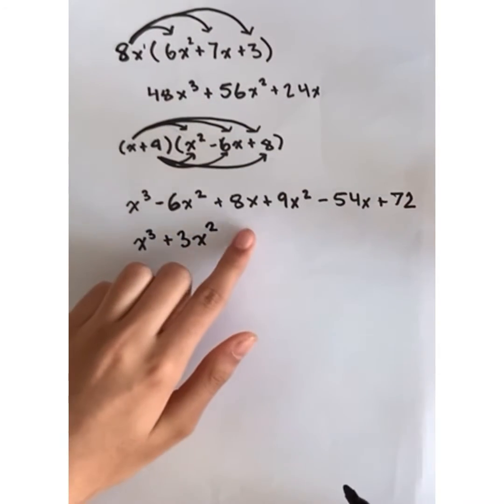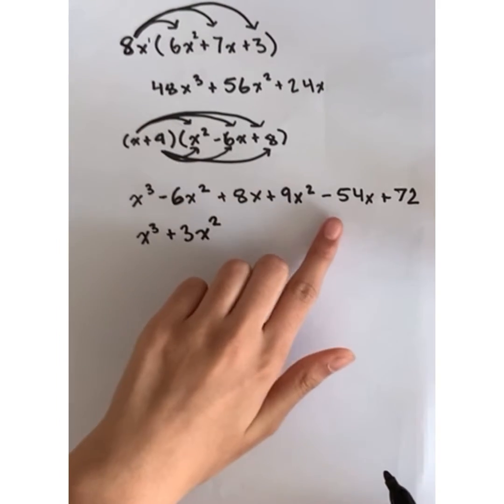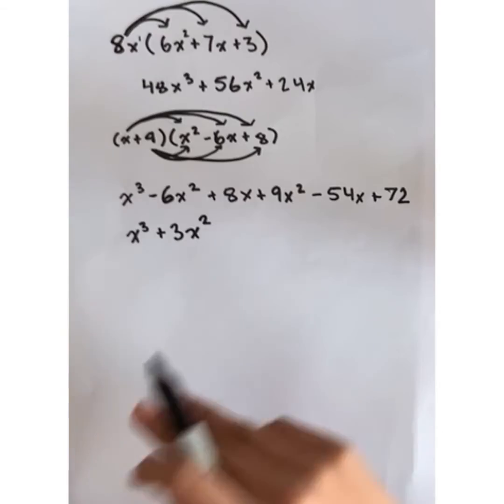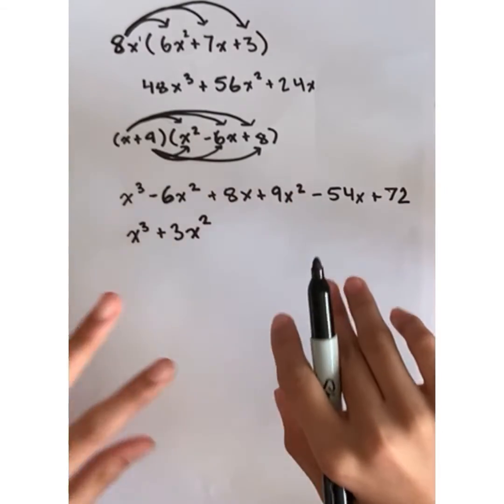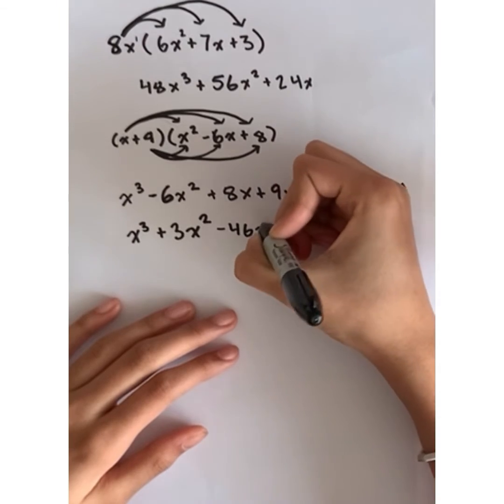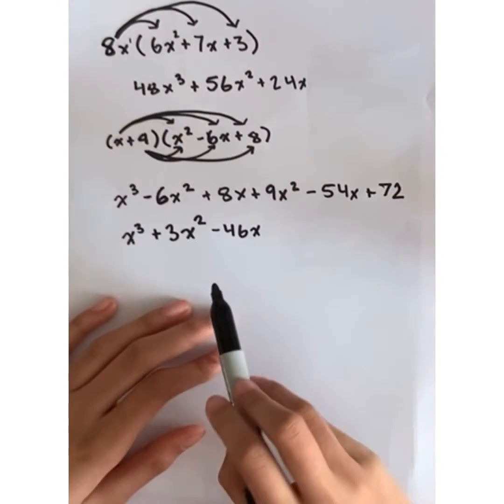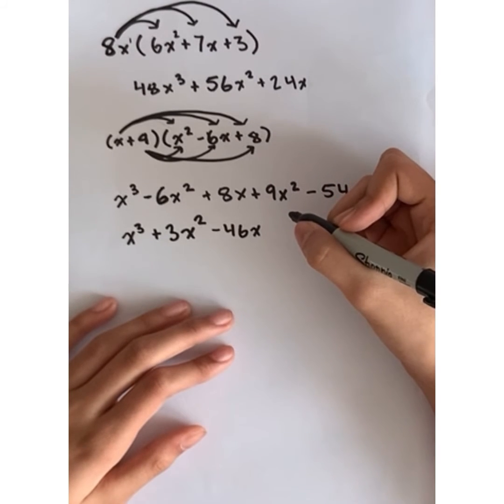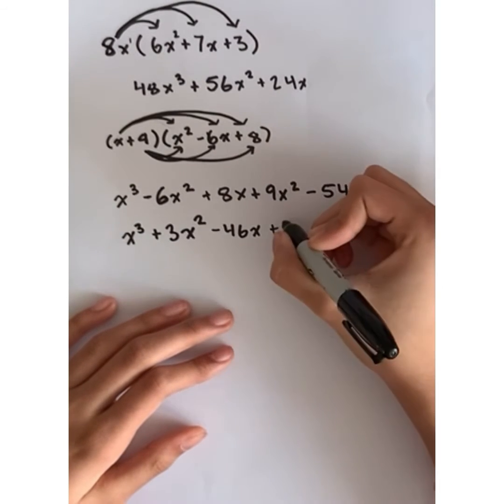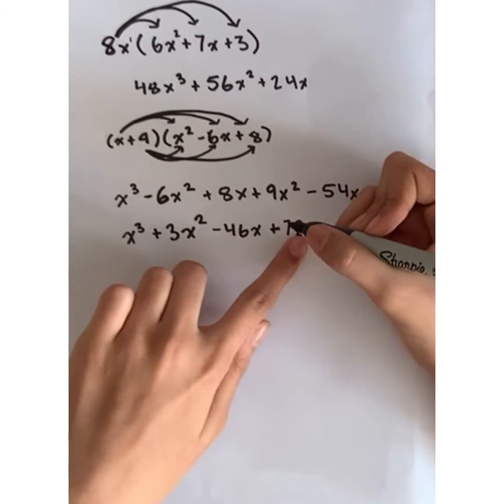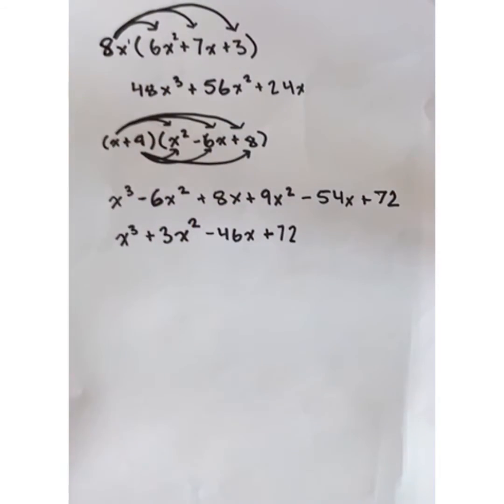So next up the x's. Plus 8x minus 54x. So 8 minus 54, I'll skip the extra math, it's negative 46x. And that's all we have. Then we just add in the 72 because there's no other non-variable term. And then that would be the simplified version. So that's how you do trinomials.